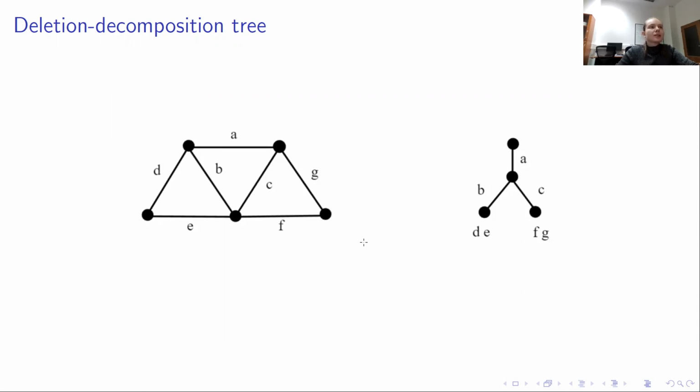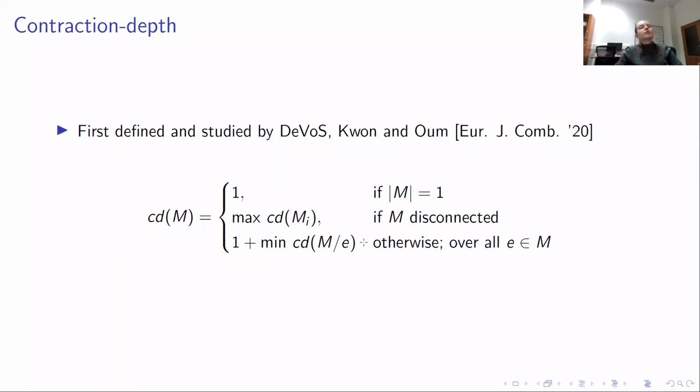Towards the end of the talk, I will also consider decompositions that might not be optimal, in the sense that they will not have the smallest depth or height possible, but will be constructed according to the rules in the definition of deletion depth. The other parameter that I would like to mention here is contraction depth, which is defined in the same way as deletion depth. Just in this case, I'm not deleting elements, but contracting the elements of the matroid.